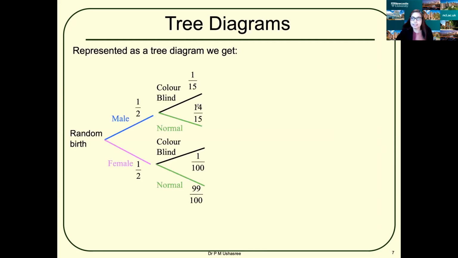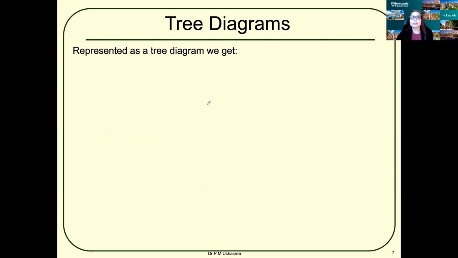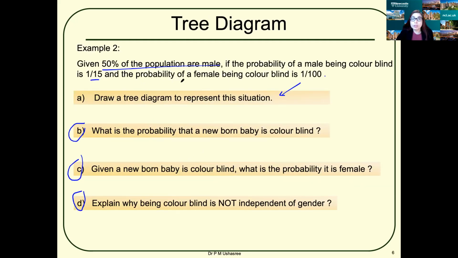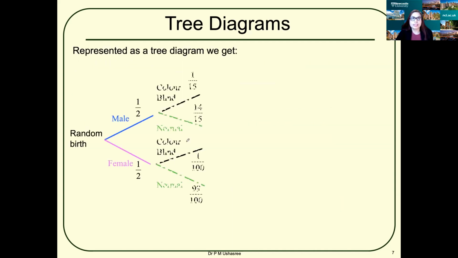14 over 15, isn't it? Yeah, 1 over 15, so 14 over 15, because 1 plus 14 is 15. Similarly, if the probability of a female being colorblind is 1 over 100, that means a female being normal will be 99 over 100, isn't it? Yeah, because 99 plus 1 is 100. Here it is 14 over 15, because 14 plus 1 over 15 is 100%. Okay, so that's how you branch the tree.